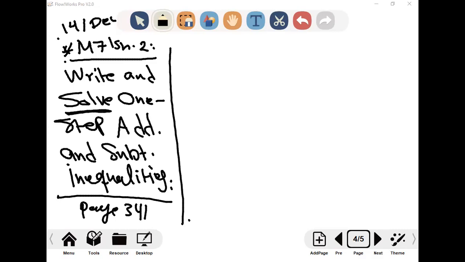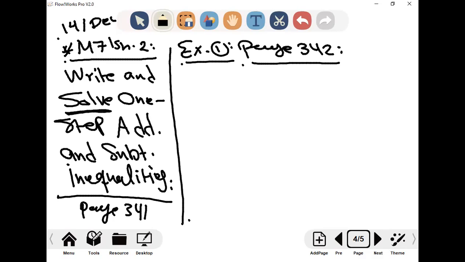Let's go to example one. Example one, we are on page 342. Read it. Dylan can spend at most $15. Dylan can spend at most, go to the table. At most means less than or equal.